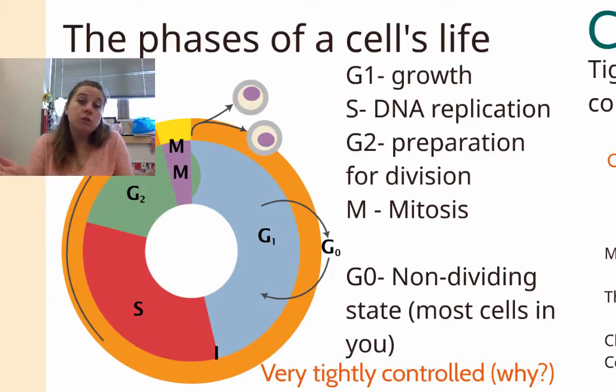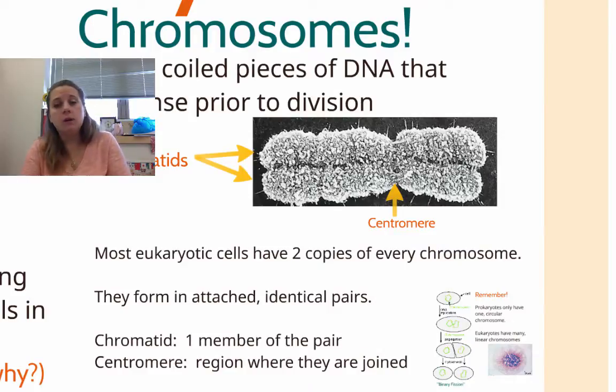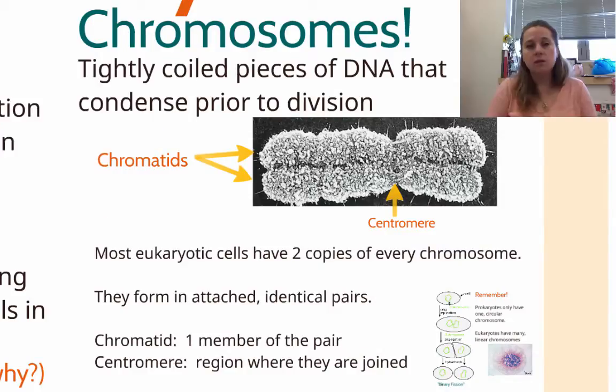And this is really, really controlled. You want to be thinking of some reasons why it's so controlled. Well, chromosomes. We know chromosomes are a big piece in a cell dividing, because we have to make sure that the new cells, our daughter cells, contain the correct chromosome count. Chromosomes are extraordinarily coiled pieces of DNA condensing prior to division. So you've got your long piece of DNA wrapped around histones.